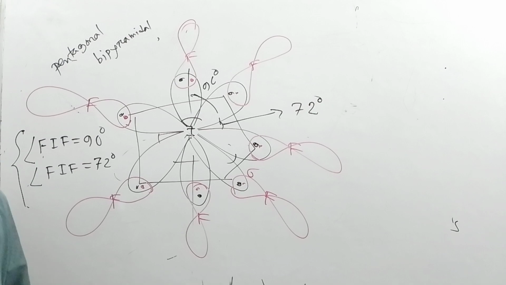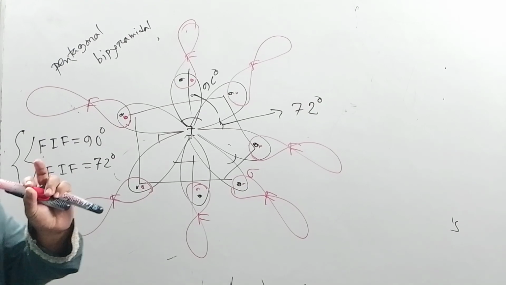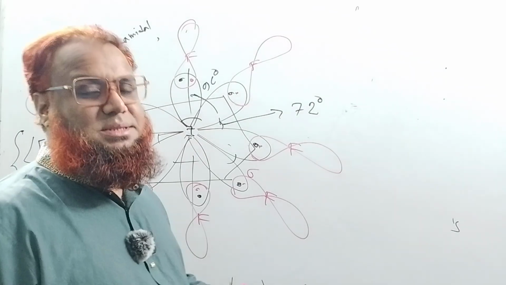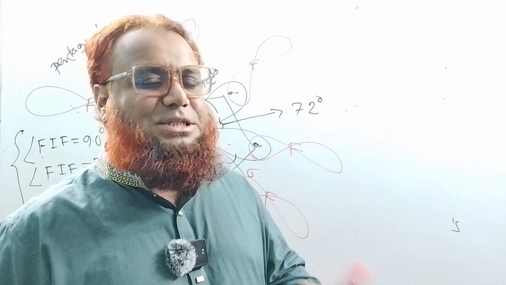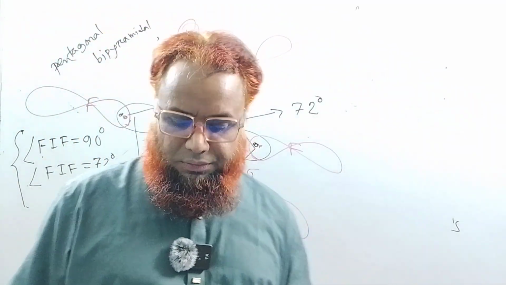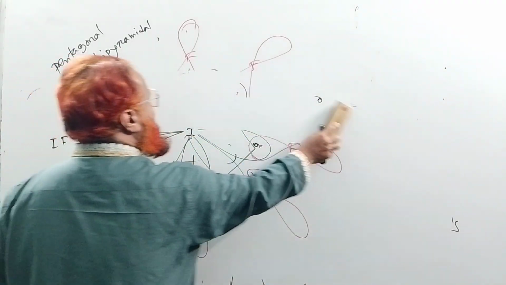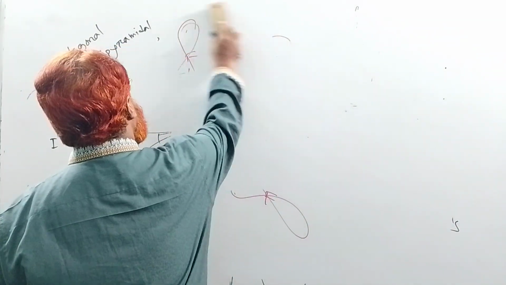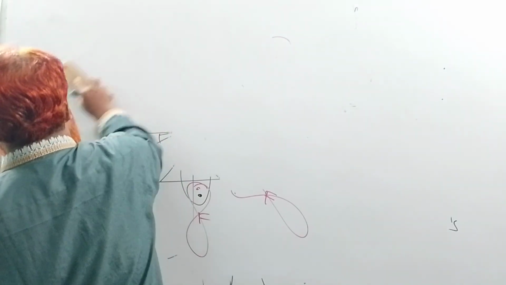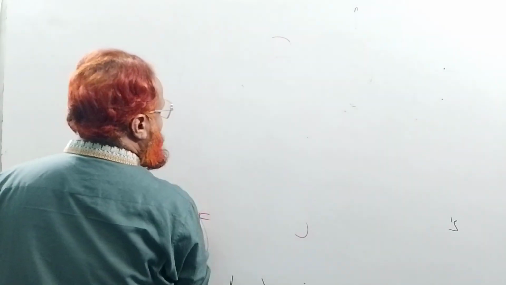Now, finally, we will just talk about the percentage of hybrid orbitals present in each type of hybridization. Now, let us talk about that. In our next video, we will discuss the shape change or bond angle change of the hybridization.